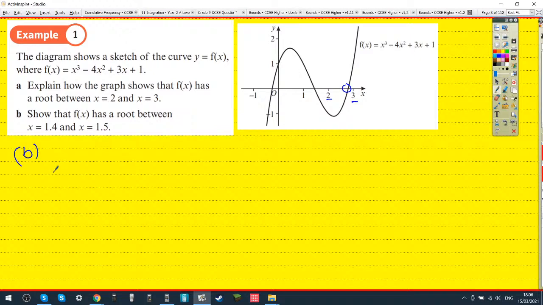Because it literally goes through. Oh, actually, and so now it's to show that with the f of x. So is it now me subbing it in? Yeah. And so if I sub in.